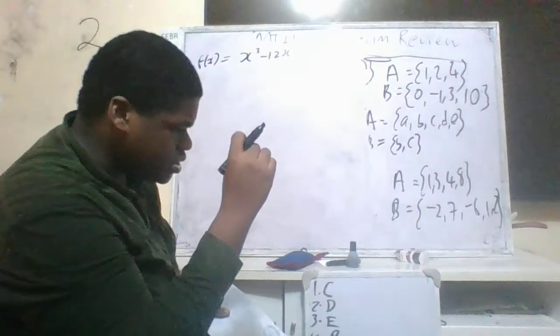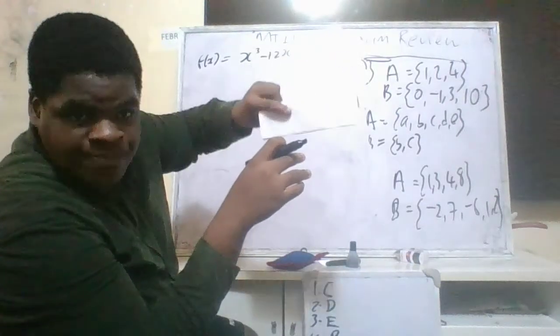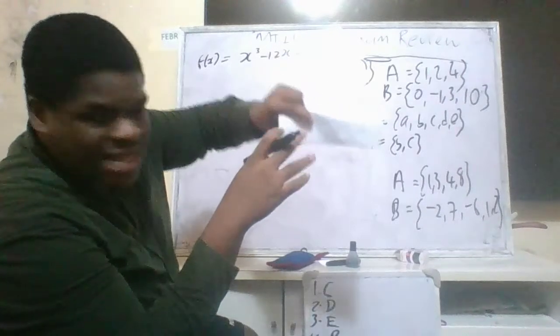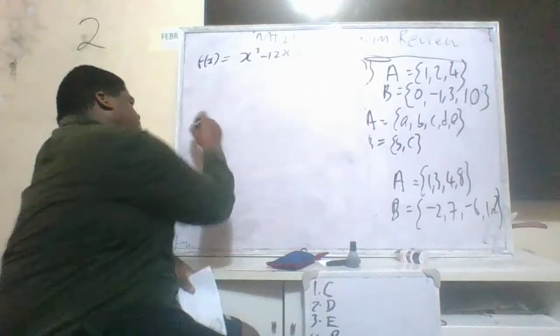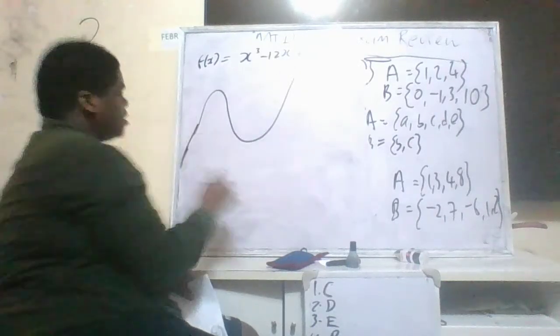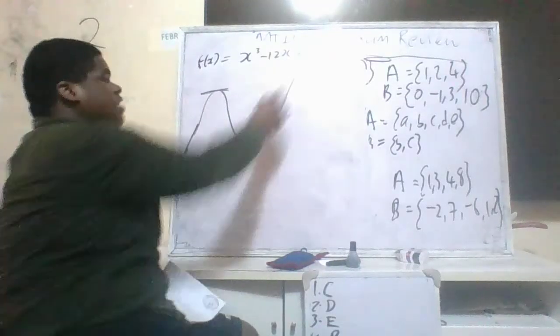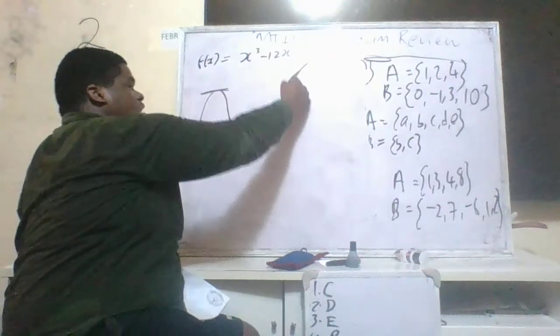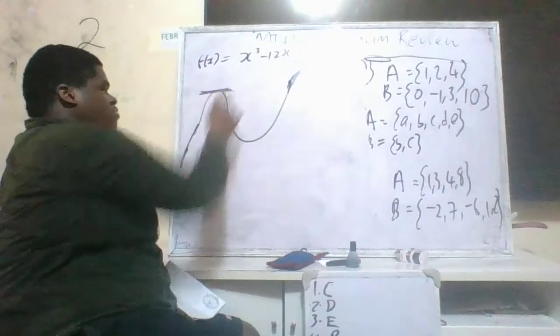The local maximum is a point on the graph that is greater than the surrounding values. Let me just plot something. When you have a graph like this, this is the local maximum. This is not the global maximum. The global maximum is at infinity. But this is the local maximum.